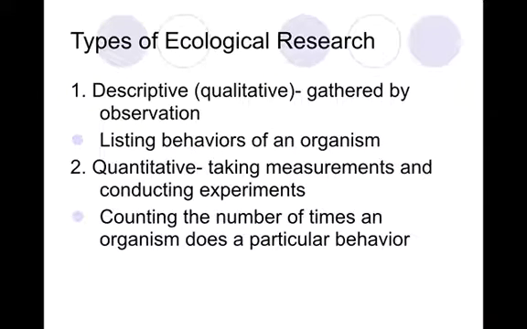Ecologists can do a couple different types of research. Number one, they can do qualitative research or they can do quantitative research. Qualitative research is also known as descriptive research, and it is when you gather information by your observations. This is usually when we're listing behaviors of organisms and things like that.